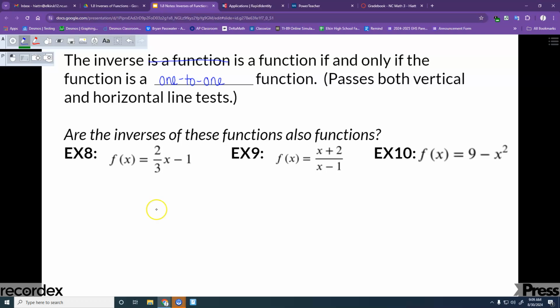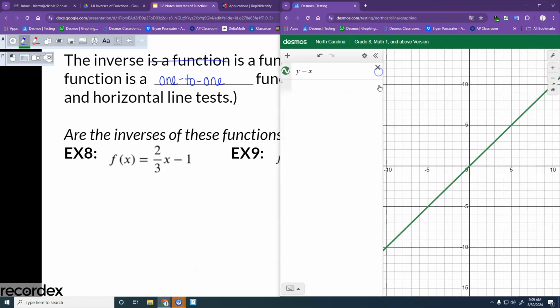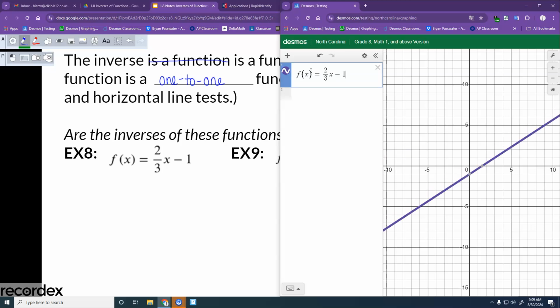So, 8, 9, and 10 ask us, are the inverses of these functions also functions? So they're not giving us the inverse, and so far I haven't taught you how to find the inverse, right? I'm going to, but I haven't showed you yet. But I want to know, even before I begin, if the inverse is going to be a function, okay? So we're going to use Desmos for this. So if I pull up Desmos over here, I'm going to get rid of all this right here. And I'm just going to graph the equation f of x equals 2/3 x minus 1. It's just the equation of a line, right? y equals mx plus b.